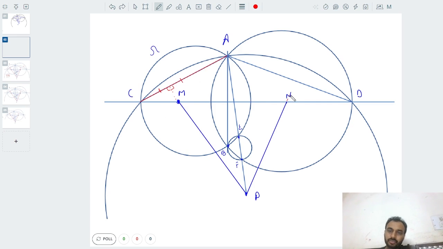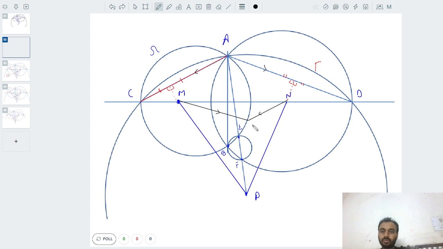And the same thing we can say about this one. We can extend this line PN and it is perpendicular to AD and bisects it also, because AD is a common chord of the second circle as well as the bigger circle passing through ACD. So AC and AD are perpendicular to PM and PN. That means if I draw the perpendicular from M to PN, it must be parallel to AD, isn't it? And if I draw a perpendicular from N to PM, it must be parallel to AC, right?